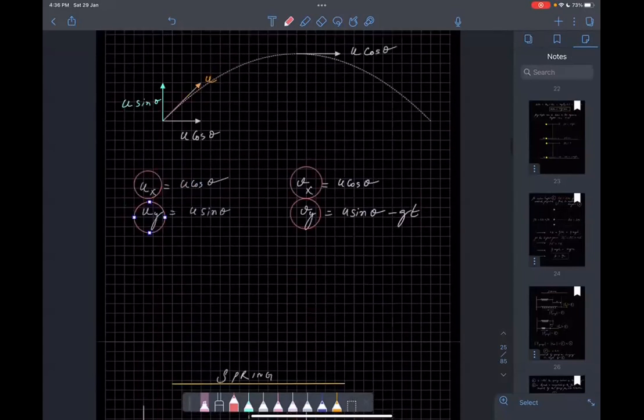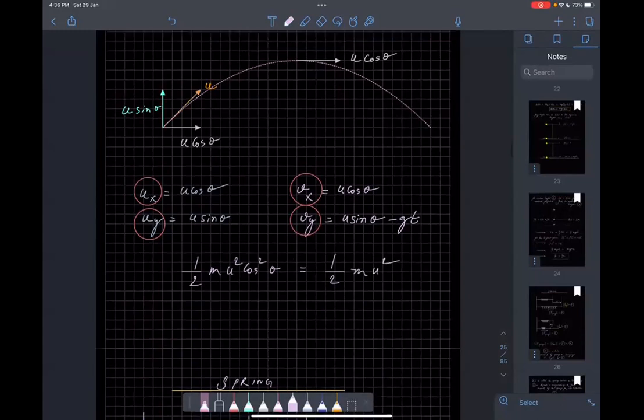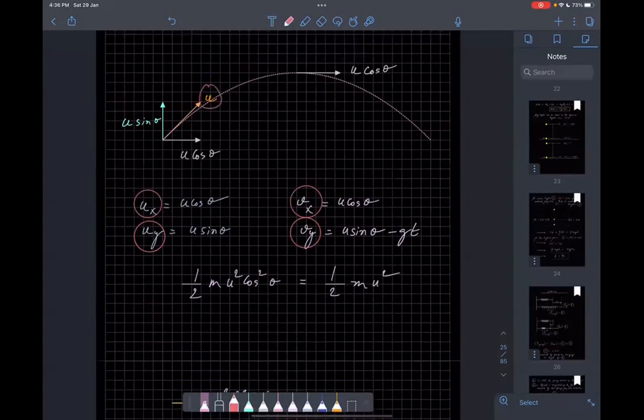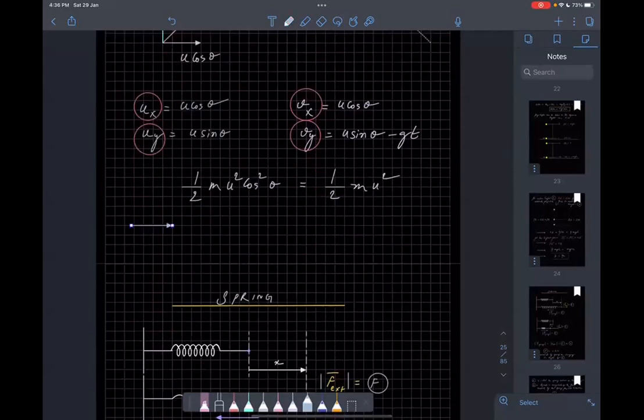Kinetic energy final is how much? Half m u square cos square theta. It is half of the initial kinetic energy, which is half m u square, because the initial velocity was u, right? From here you can solve in one step. You'll get cos square theta equal to half, so cos theta equal to 1 by root 2. Clear? 45.